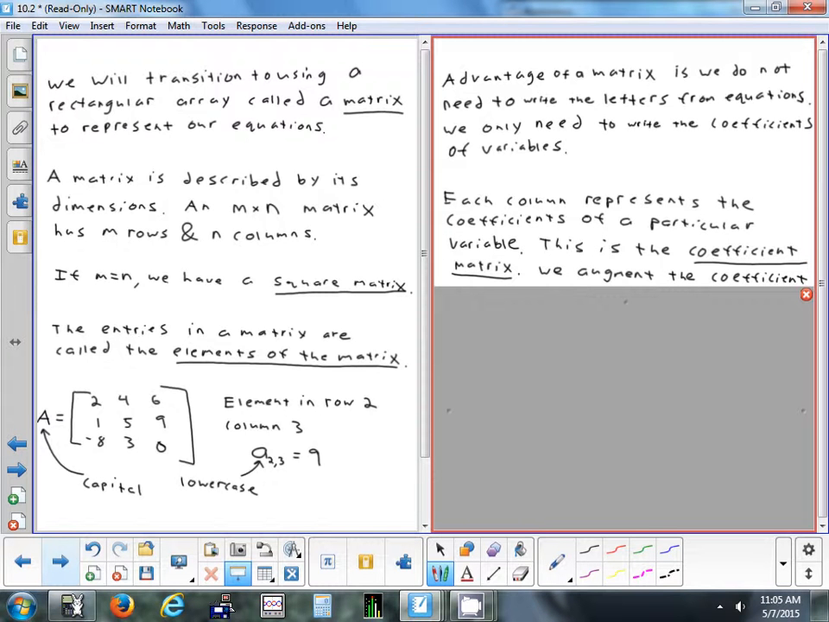In our matrix, each column is going to represent the coefficients of a particular variable. That's why when you first get your equations, you want to make sure that they're set up so that all the letters are in the same column. If the letters are not aligned in columns, we've got to rearrange things first so we get all the x's in one column, y's in a column, z's in a column.